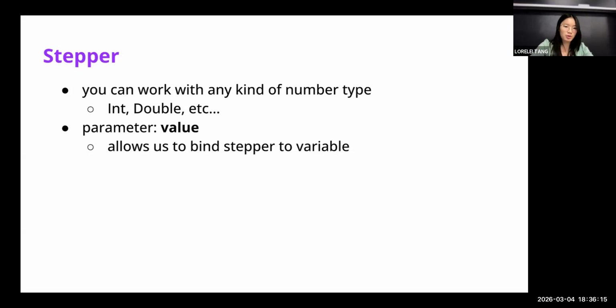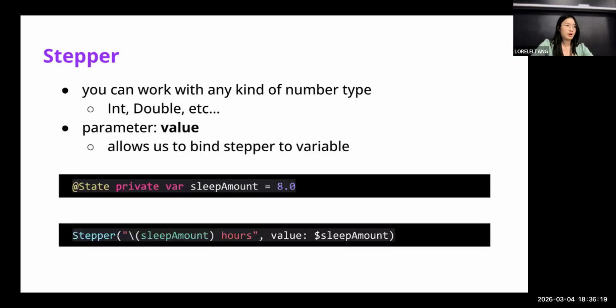So the first parameter that it has is called value. It allows us to bind the stepper to a variable. Now, if you've attended our previous workshops in Swift, you'll recall that we have private variables that we can define using the @State syntax. So this first line, @State private var sleepAmount = 8.0, hours, because that's how long people normally sleep.